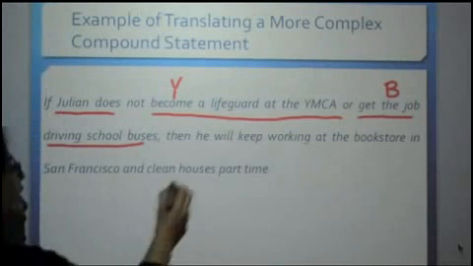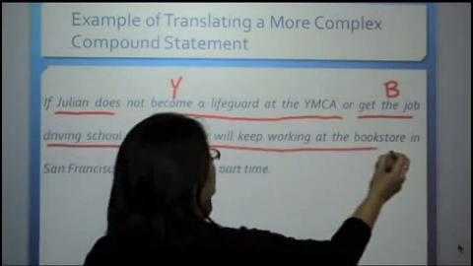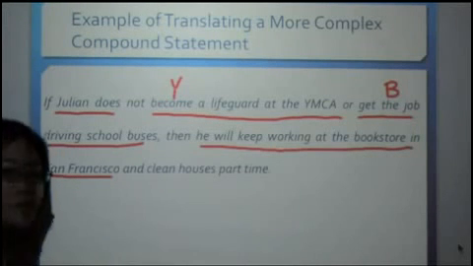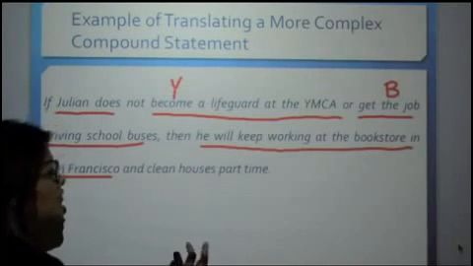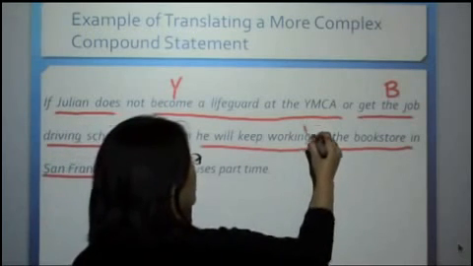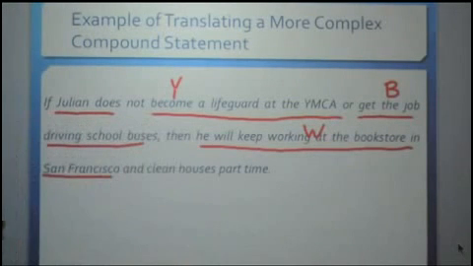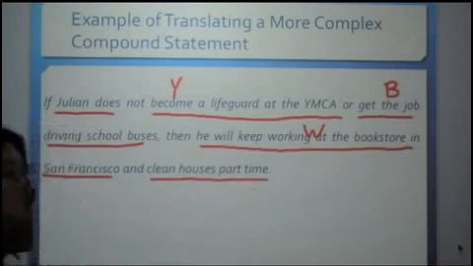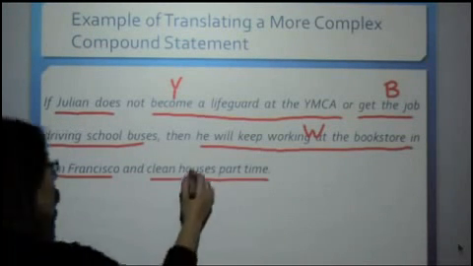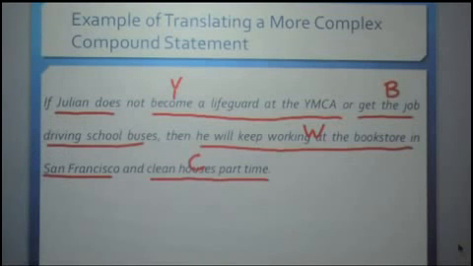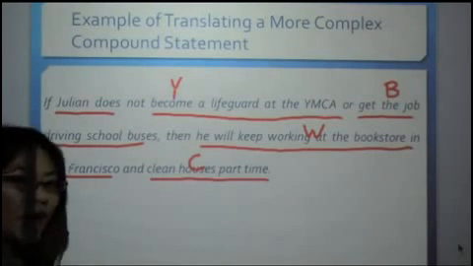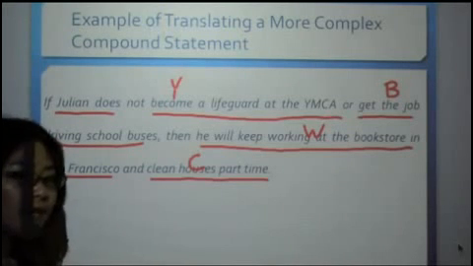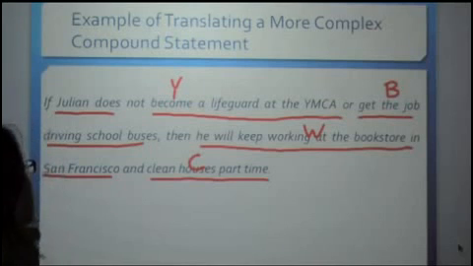Then we have he will keep working at the bookstore in San Francisco, and we'll give that simple statement the propositional variable w, okay? And then we have he will clean houses part-time, okay? And I'll give that the propositional variable c, okay? So now we've identified all the simple statements that make up this compound statement. We want to next identify all the logical operators.